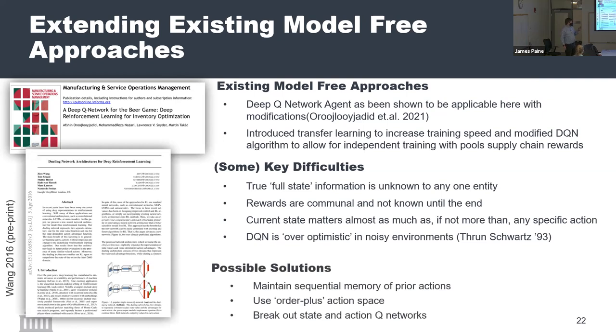One is this idea of a prior action memory window, the use of an order plus action space. This is suggested by the 2001 paper. You have infinite order possibilities. One way to reduce the size of that order space is to instead say that I'm going to order relative to the last order I received, as opposed to assigning a Q value to every specific possible order string. And then this is the big one: break up the state and action Q networks and then combine them together. This was suggested in this 2015 paper, Dueling Network Architectures, which I apply within what I end up building.